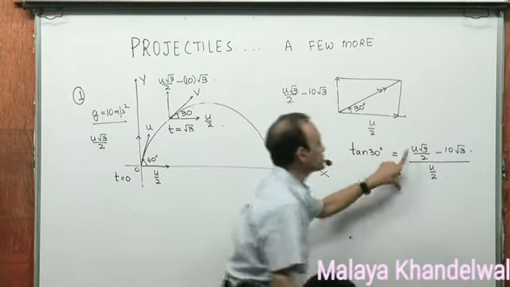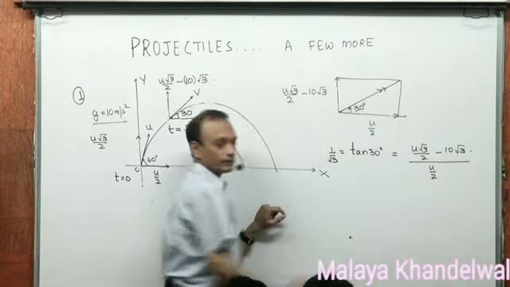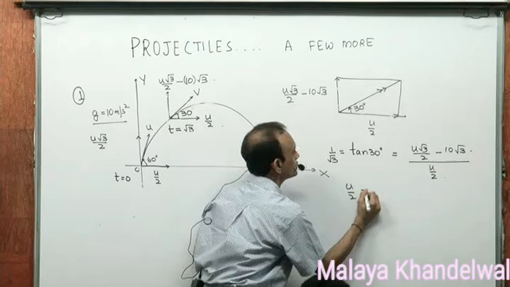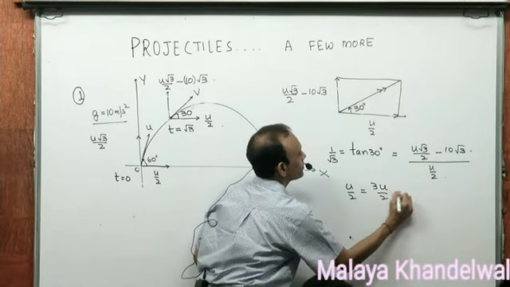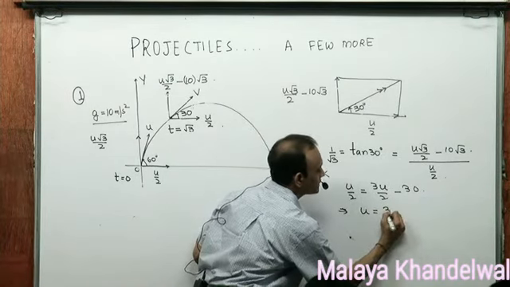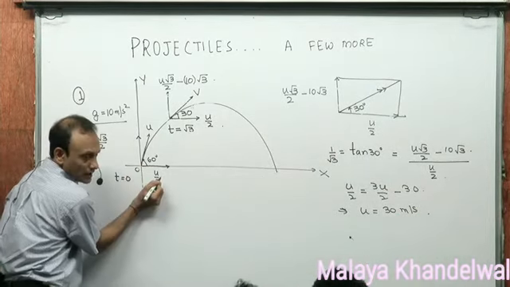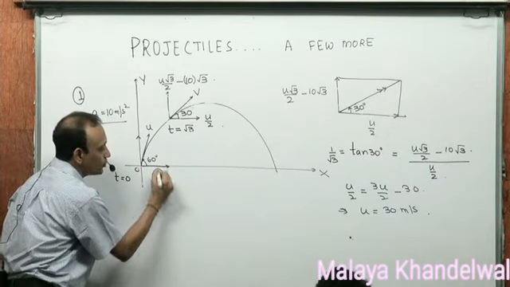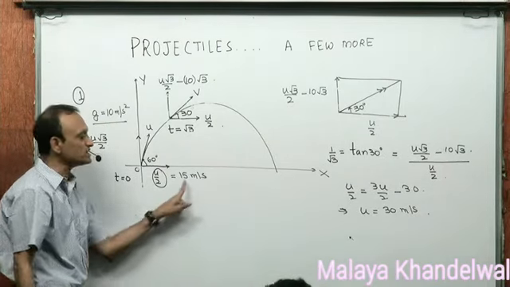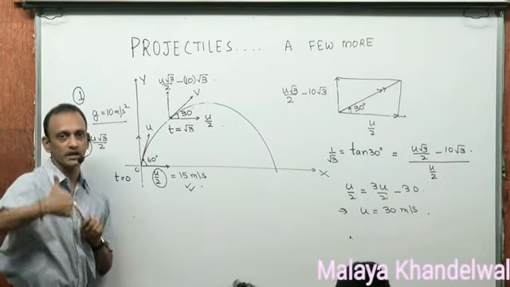And this gives us an opportunity to solve for u, because tan 30 degrees is 1 by root 3. Then we cross multiply, we get u by 2 equals 3u by 2 minus 30. U then is 30 meters per second. We need the horizontal component of velocity, which is u by 2, which is then 15 meters per second. I hope all of you got this right independently also. Stand by.